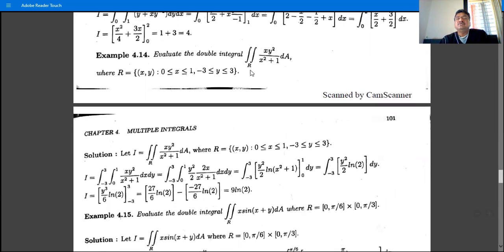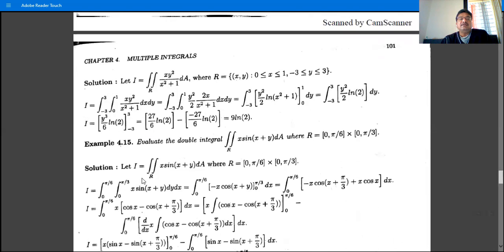Evaluate the double integration over R, where x runs from 0 to 1 and y runs from minus 3 to 3. Write dx first now, because the 0 to 1 limit is in the second place, so write dx first, since 0 to 1 is the limit on x. Then integrate with respect to x first. So y square is constant, and 2x by x square plus 1 is f dash x divided by f x, whose rule gives log f x. The derivative of x square plus 1 is 2x, so f dash x divided by f x integrates to log of x square plus 1.